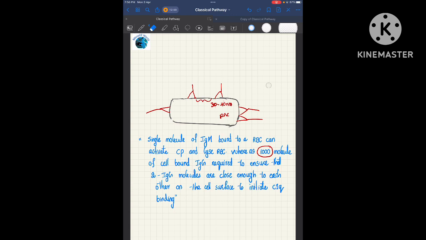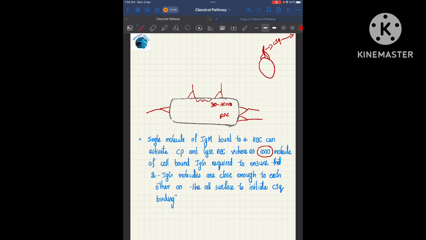Whereas if the RBC is bound with an IgM, consider this as an IgM, a single IgM can bind to C1q and activate the complement. But in case of IgG, a minimum of 1000 molecules should bind.